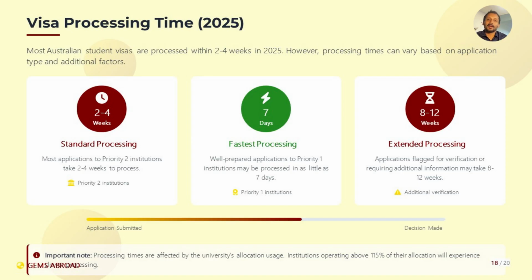The visa processing timeframes have evolved in 2025. Most standard applications now receive decisions within 2 to 4 weeks of submission. Some Priority 1 applications with exemplary documentation can receive approvals in as little as 7 days. However, applications requiring additional verification, particularly those with agricultural income, complex financial arrangements, or previous immigration issues, may take 8 to 12 weeks for final determination. These processing timelines assume complete and correct documentation. Any request for additional information can extend these periods significantly. We recommend applying at least 12 weeks before your intended start date to accommodate any potential delays in the process.